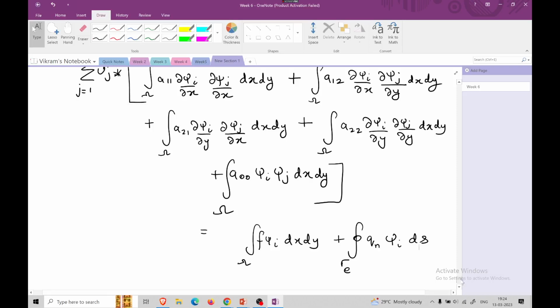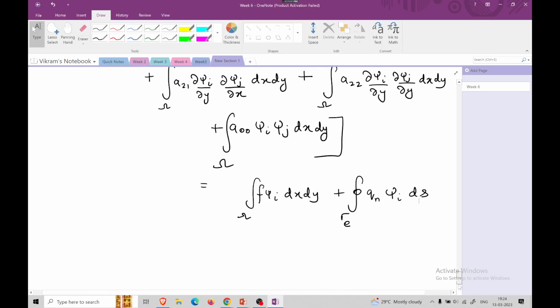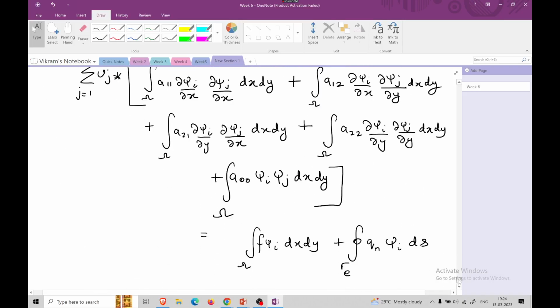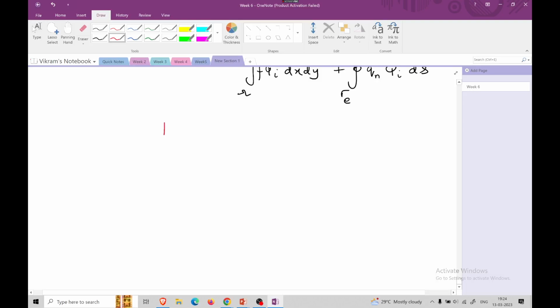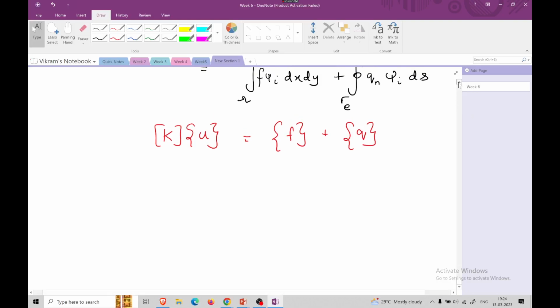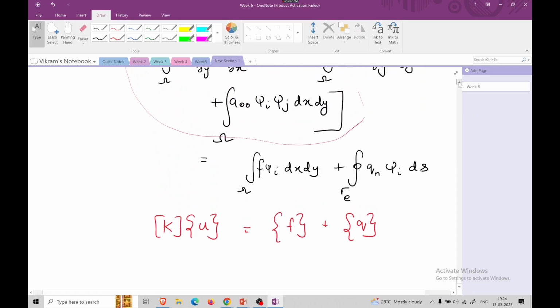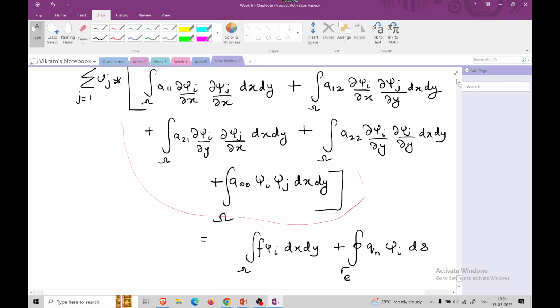Okay, so this entire term I can write as some stiffness matrix, right? So it's going to be some k matrix into u matrix, which is going to be some f matrix plus some q matrix, correct?